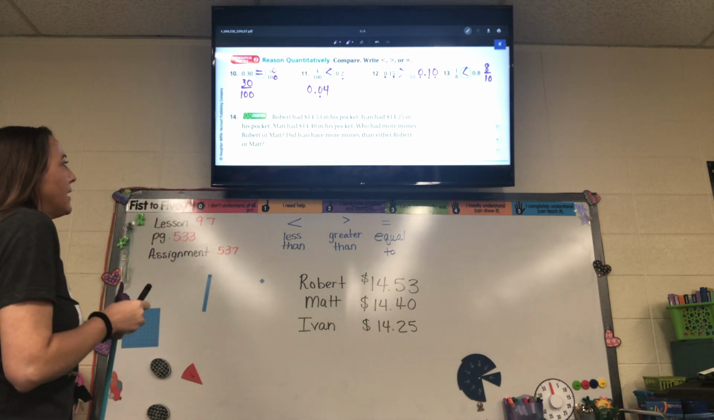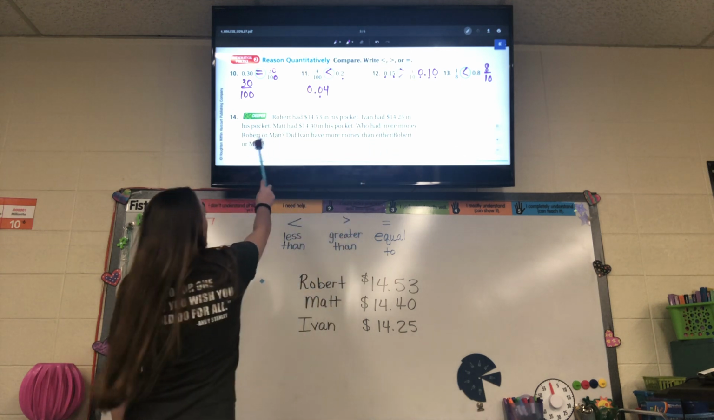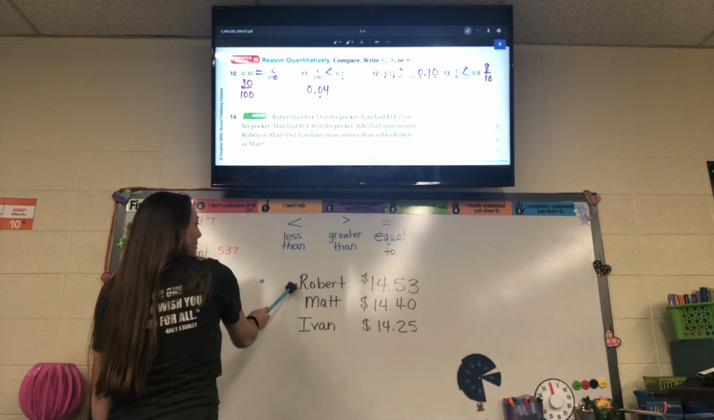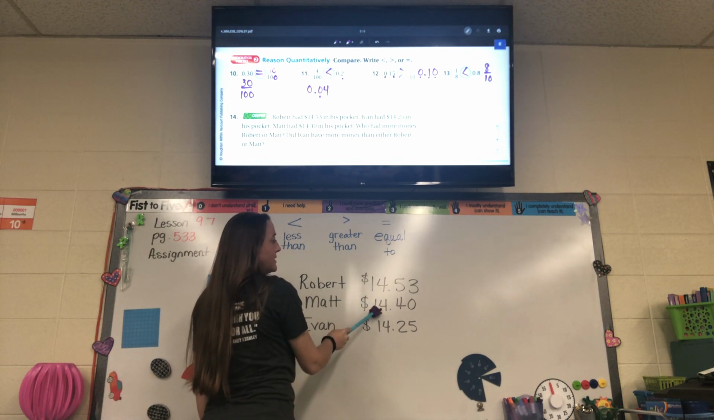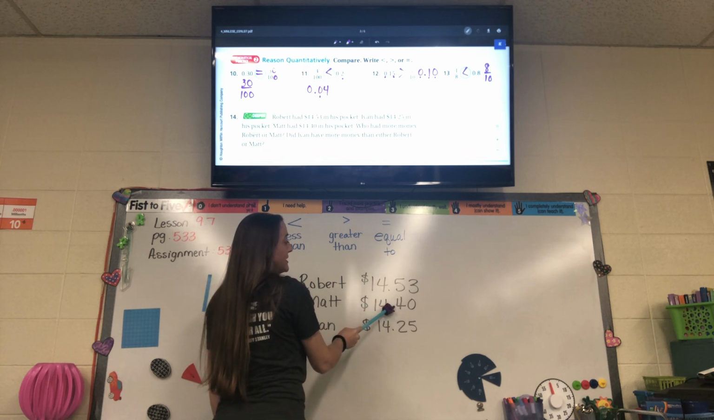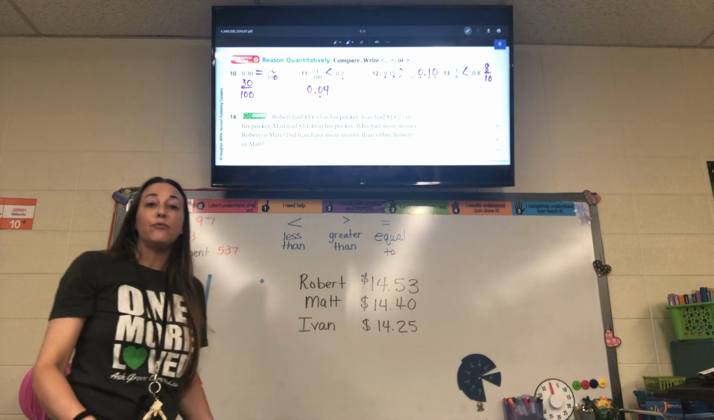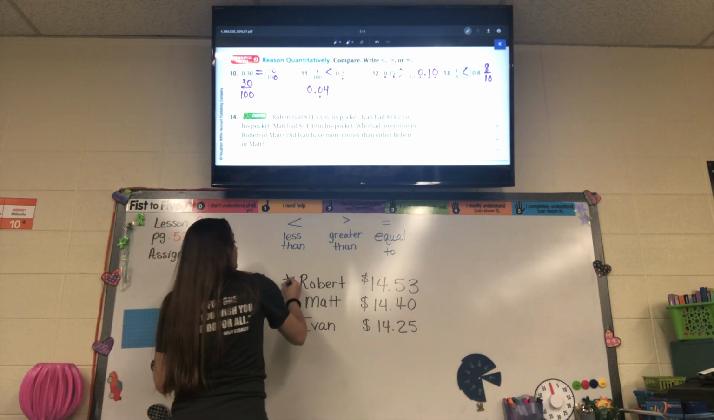Okay, it wants to know who had more money, Robert or Matt. So we've got Robert and Matt. So both of them have a 1 in the tens place. Both have a 4 in the ones place. Robert has a 5 in the tenths place, and Matt has a 4. So that means Robert has more money than Matt.